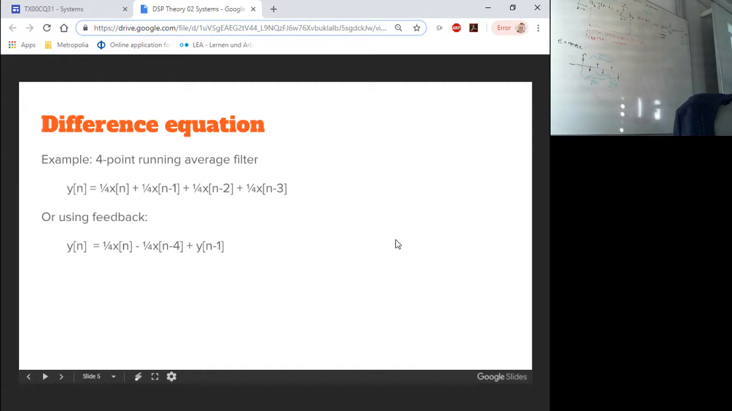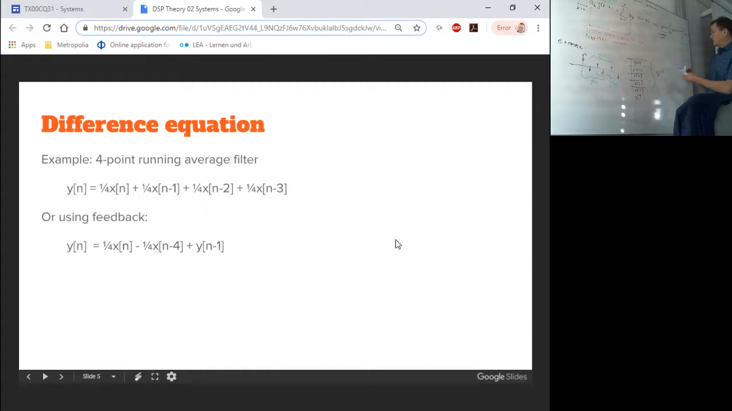While using feedback, think of a table where we have the x0, x1, x2, x3, x4, x5. I think that's enough. First, we calculate the average using this one, so we know y of 0 by calculating from there.